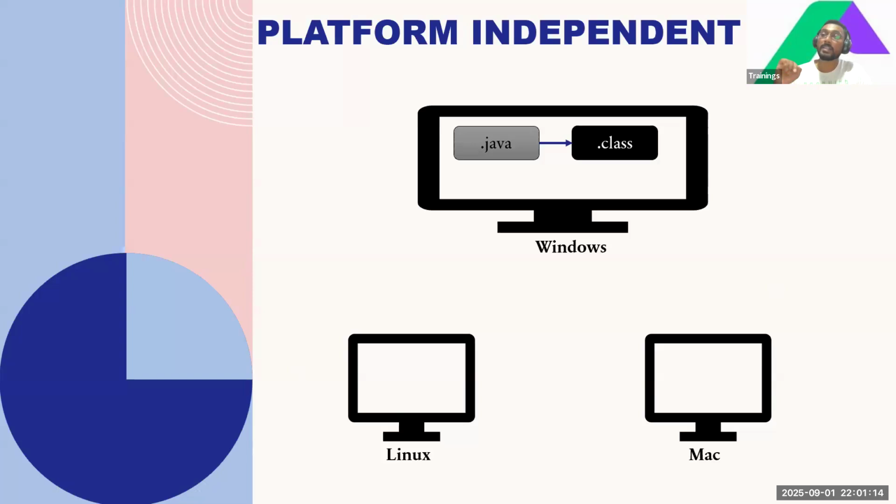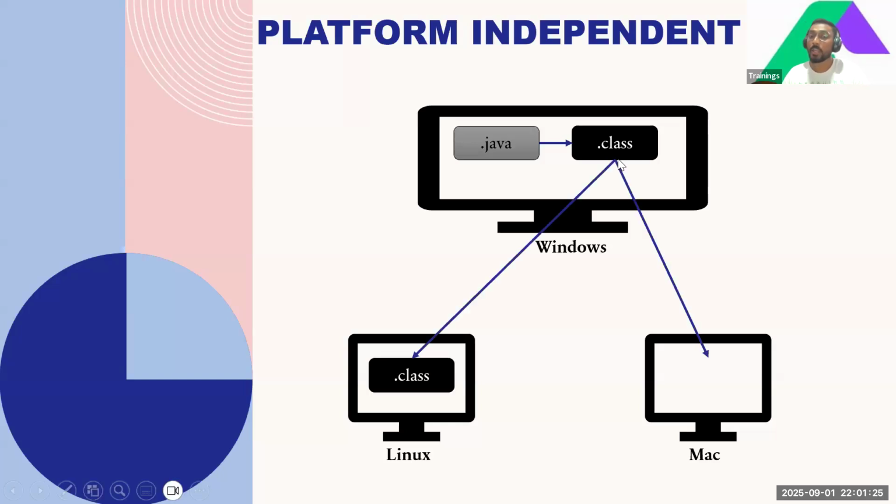Using Java, that is possible. I can write my code on one machine. I can compile that code. I will get a .class file. That .class file I can execute on any machine. I don't have to write the code again. I have written the code on a Windows machine and compiled it on a Windows machine. I take that .class file and I can execute it on any machine, on any platform. That makes Java a platform independent language.